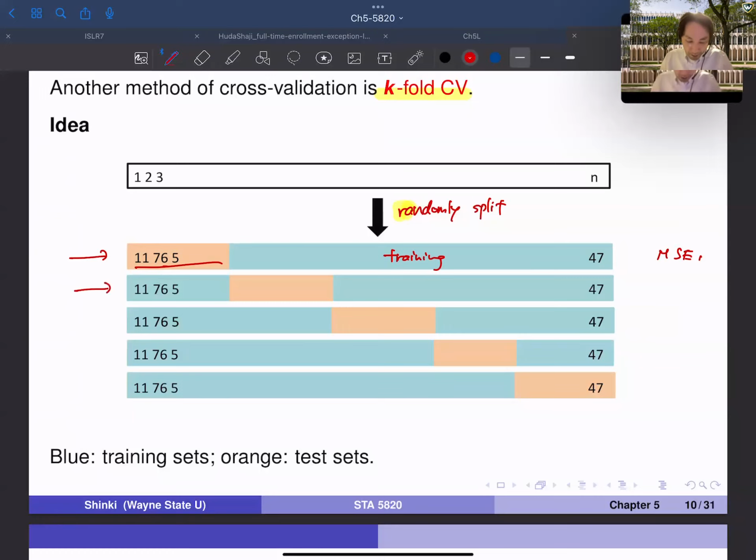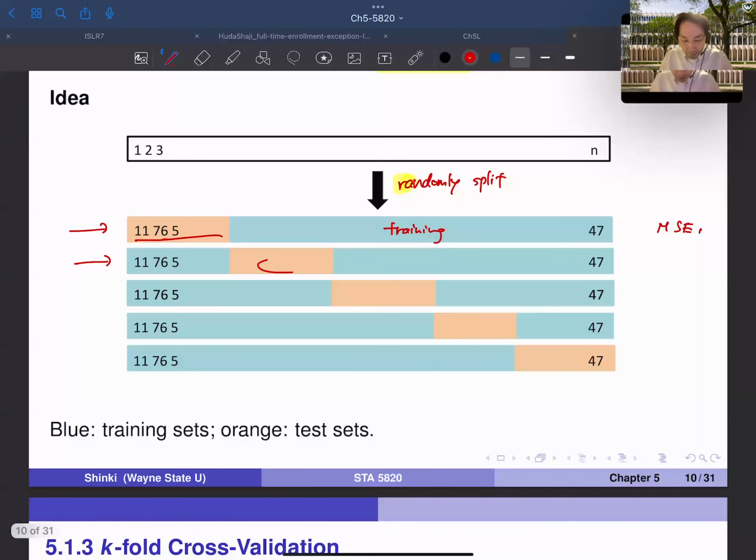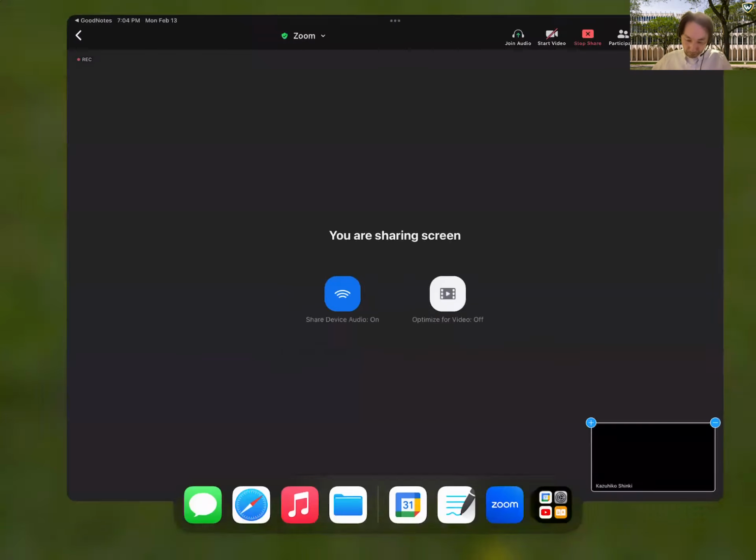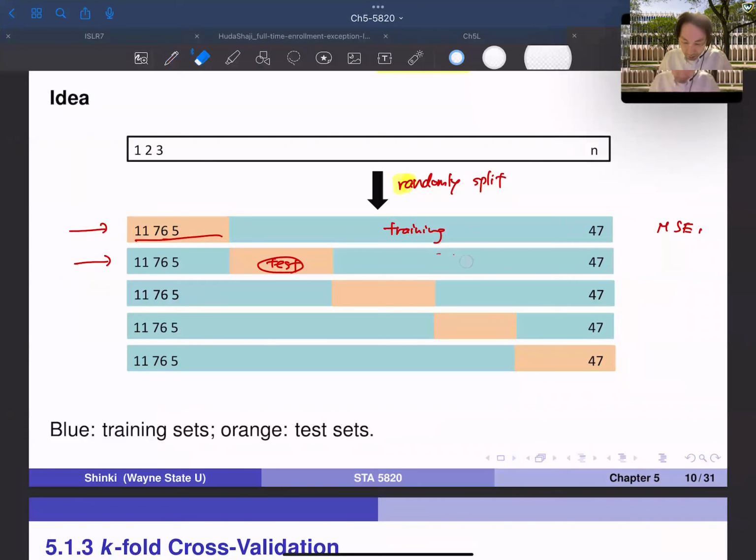Then second, we use just the second fifth of observations as the test set, and the others as training. So we fit with the training set, and we test with the test set. We repeat this procedure 5 times so that all observations are used as test data once.